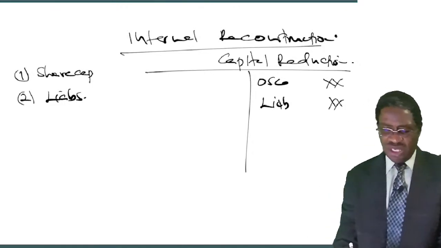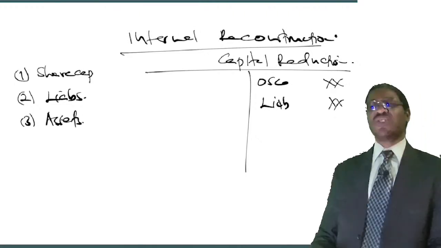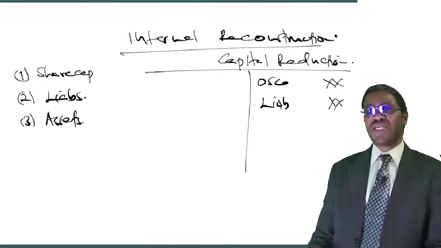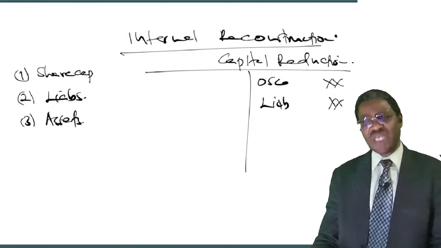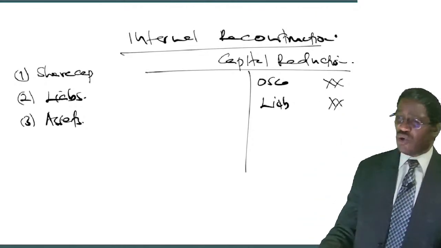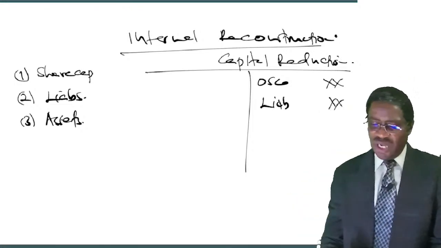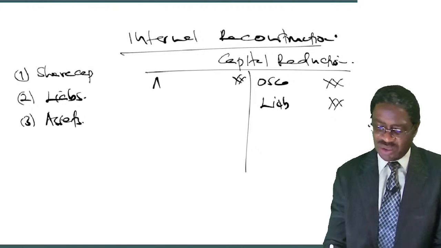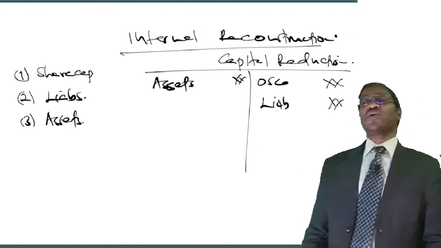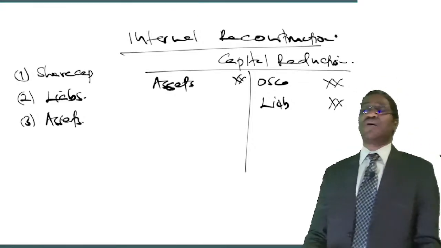Number 3, with amount written off on assets. As a group of stakeholders, we agreed to write off some of the assets. To write off those assets, whichever they are, you debit capital reduction and you credit the asset. That was our entry number 3.